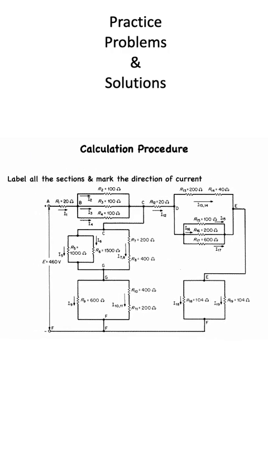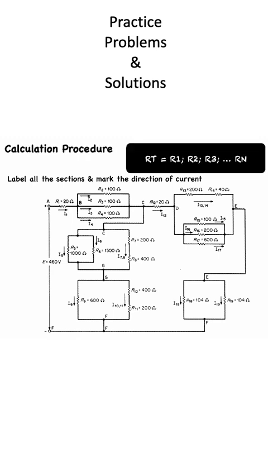The first step is to label all the sections and mark the direction of current through each resistor. The equivalent resistance of a series parallel combination of resistors can be found by successive application of the rules for combining series and parallel resistors.